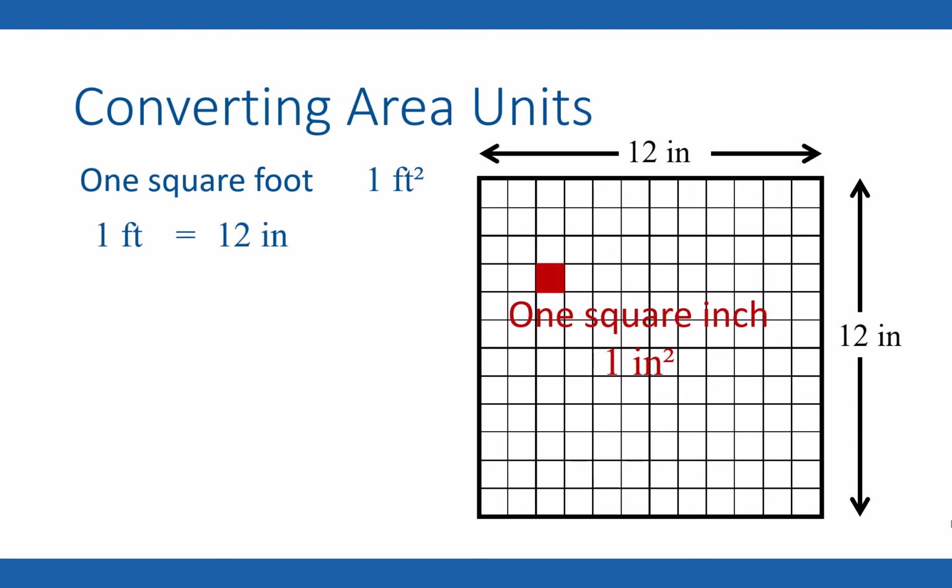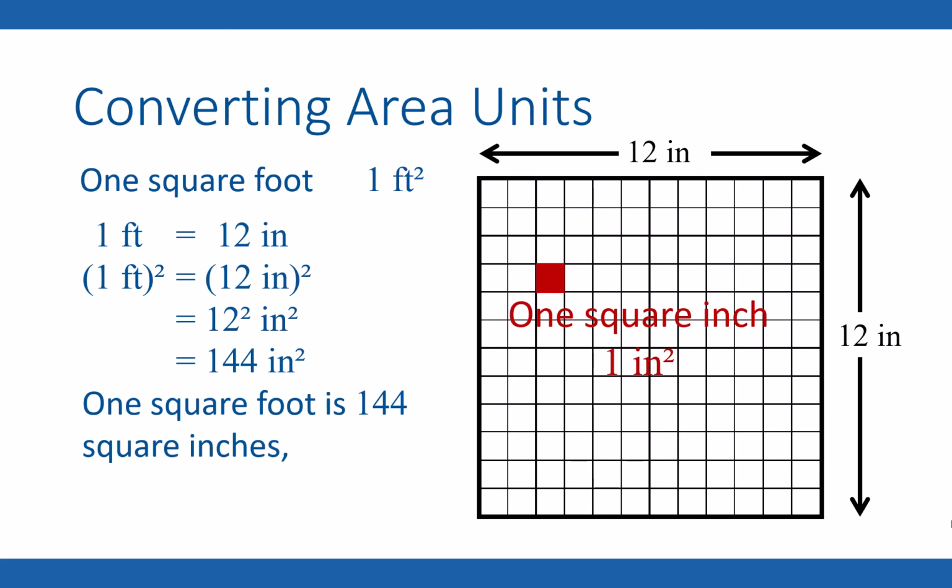1 foot equals 12 inches. If we square both sides of that equation, we get the area of our square in 2 different units. Multiplying out the right side, we can see that 1 square foot is 144 square inches. Note that 1 square foot is not 12 square inches. This corresponds to the diagram where we can see far more than 12 of the small squares.